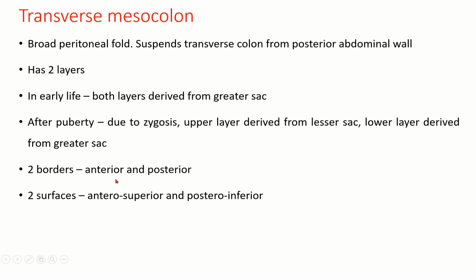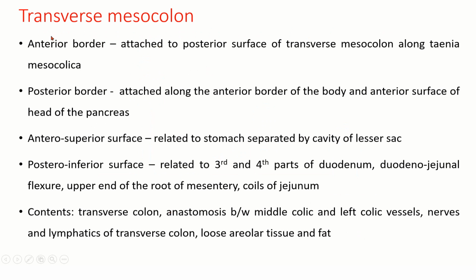Two borders are there, anterior and posterior border, and two surfaces are there, anterior superior and posterior inferior surface. The anterior border is attached to the posterior surface of the transverse colon. So here it is the transverse colon, it is not the transverse mesocolon, along the taenia mesocolica. Then the posterior border is attached along the anterior border of the body and anterior surface of the head of the pancreas. The anterior superior surface is related to the stomach, separated by the cavity of the lesser sac.